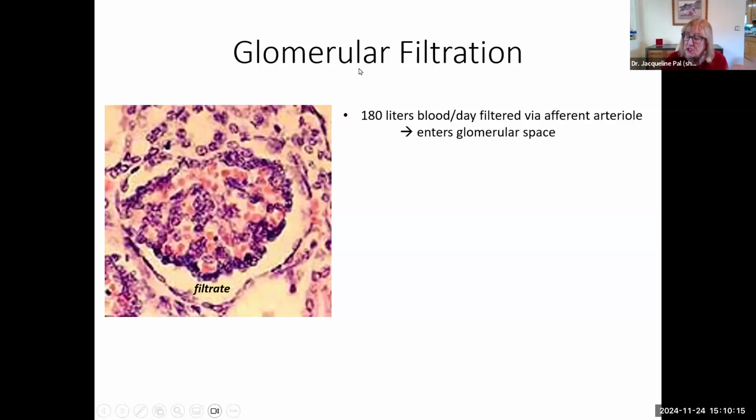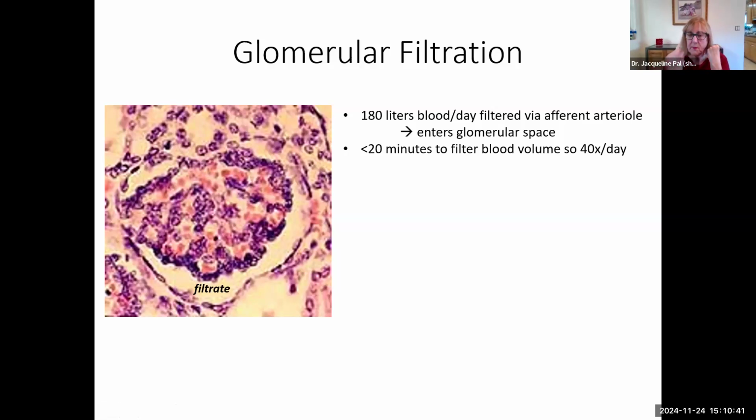So glomerular filtration occurs 24/7, 365. Remember, you have 5.5 liters of blood in your body. Every day, there's about 180 liters of blood that gets filtered through this glomerulus and enters this space and becomes a filtrate, where I wrote the word filtrate. So it enters through the afferent arteriole and enters the glomerular space.